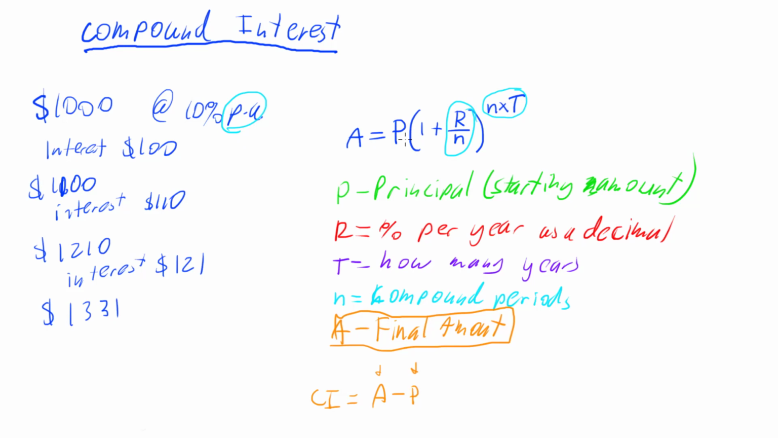You take your principal and times it by 1 plus your rate divided by how many times you're compounding per year, all to the power of your compounding periods per year times how many years, and that will give you how much money you'll have at the end of your investment.